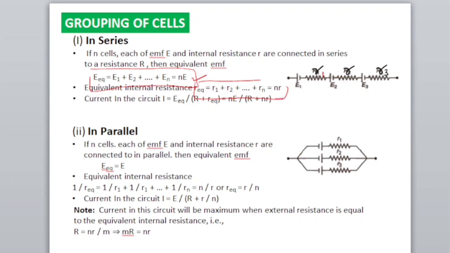If there is some external resistance in the circuit, then the current in the circuit is E equivalent divided by the total resistance, which is R plus r equivalent. So this is series combination.